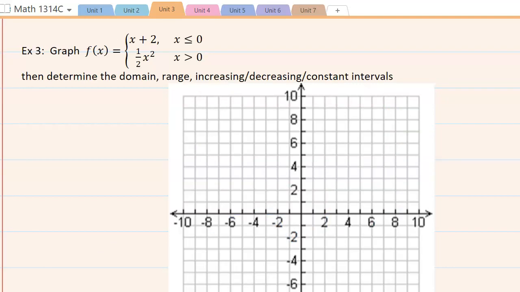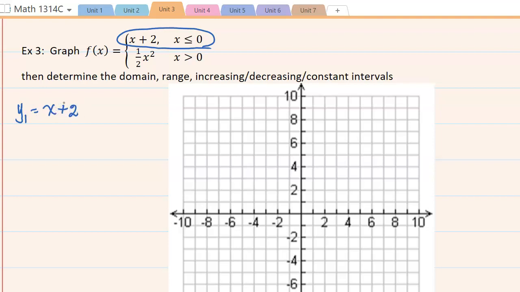Here, for example number 3, our job is to graph our function and then to determine the domain, range, as well as the increasing, decreasing, or constant intervals. We can determine the domain and range and the intervals after we graph. So the first thing we need to do is graph. One of the first things I'm going to do is look at just the first function up here. Notice that that one, we'll call it y1, is equal to x plus 2.